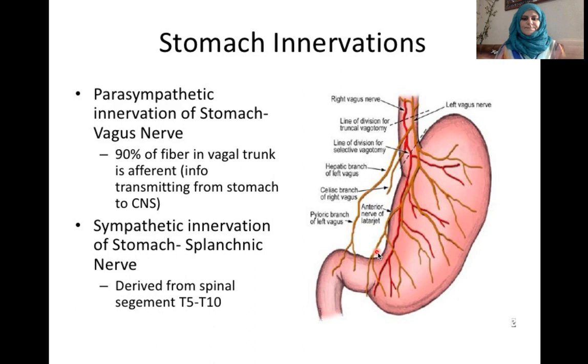بس عندنا each vagal trunk مو معناها it is a single, it also has branches. يعني ال anterior vagal trunk عنده several branches 2 to 3, وال posterior vagal عنده several branches 2 to 3. طبعا the anterior will supply the anterior surface of the stomach, وال posterior will supply the posterior surface of the stomach. It is important because in some surgical operations they do vagotomy.